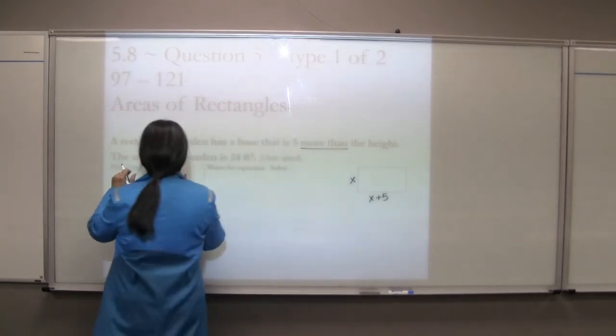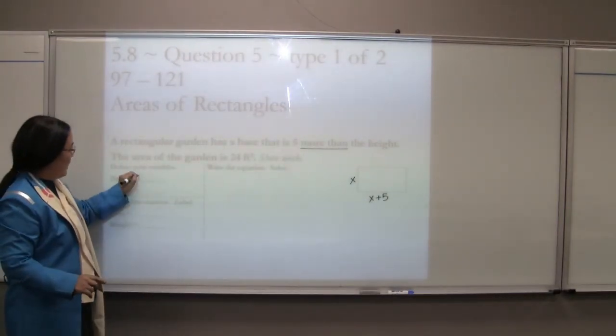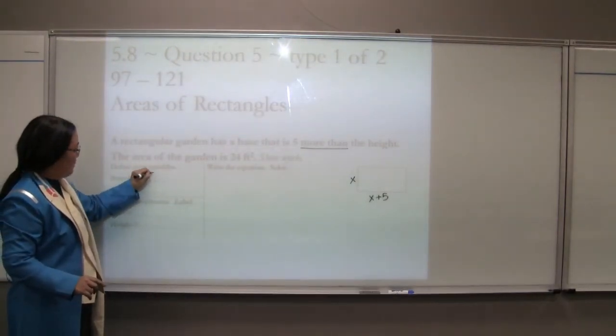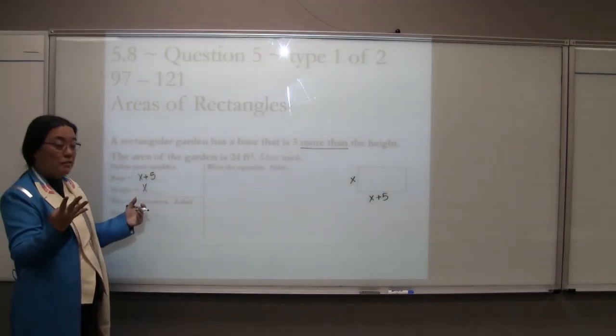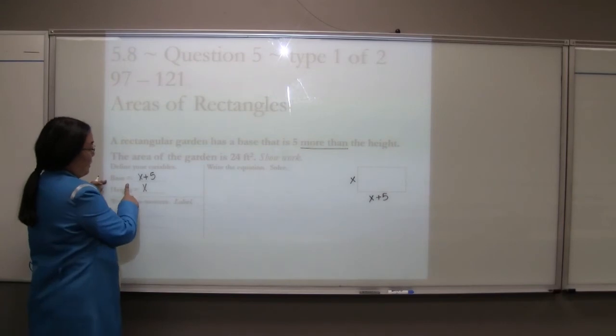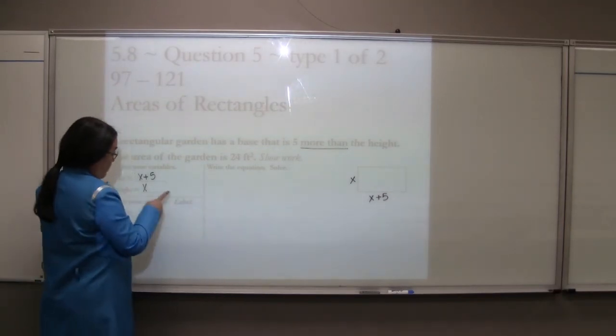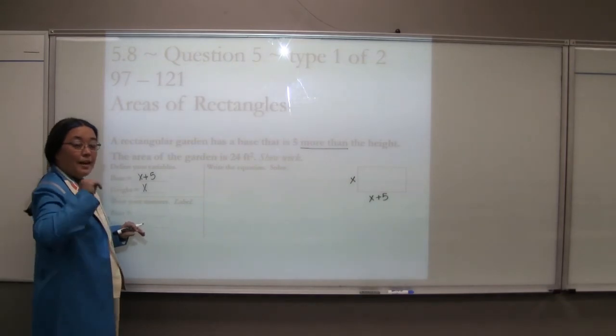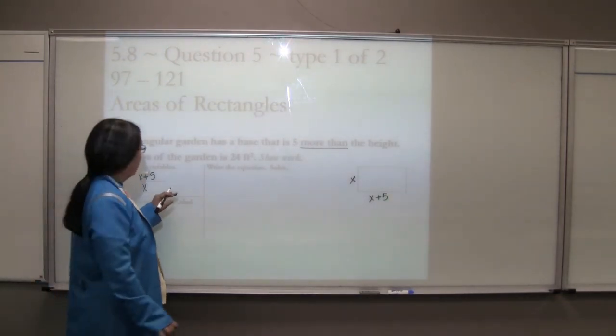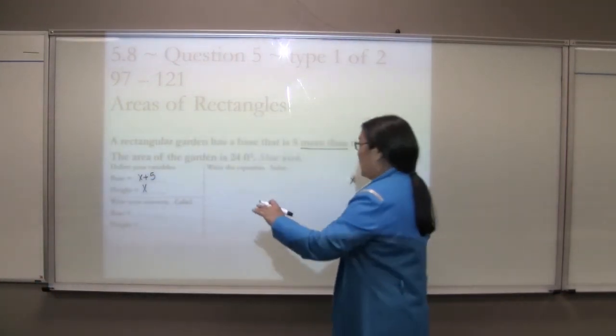We're going to define our variables. The base is 5 more than the height, and the height is that. Hey, there are 4 things to solve a word problem. Define your variables, write the equation, solve it for all the variables, write the answer and label it. This is 1 out of 4. That is not enough to get you half credit. So we need to know some more.